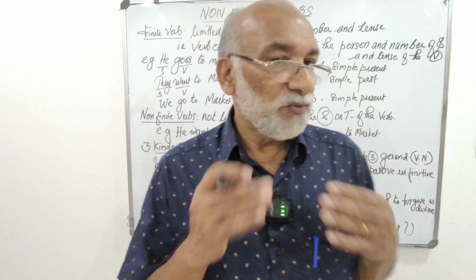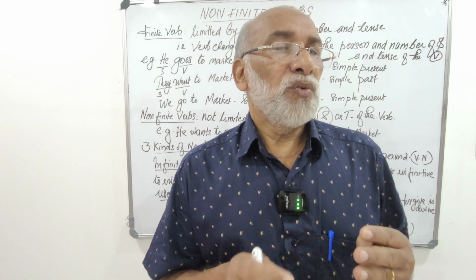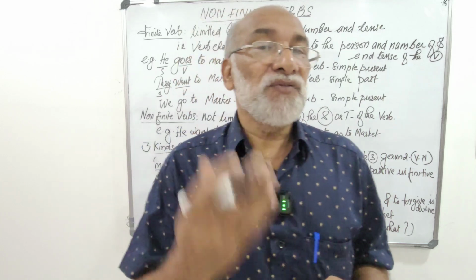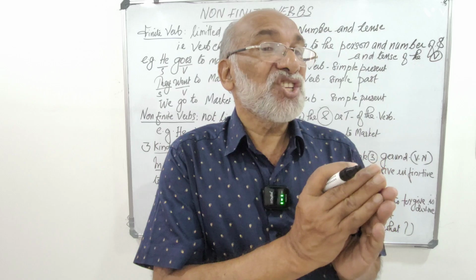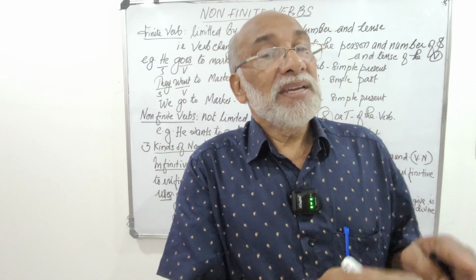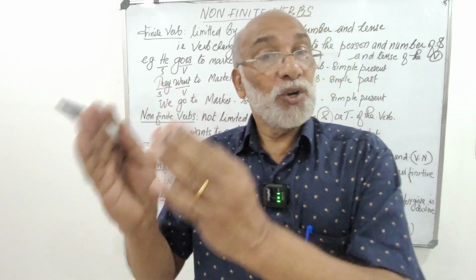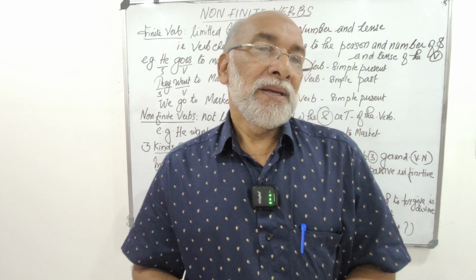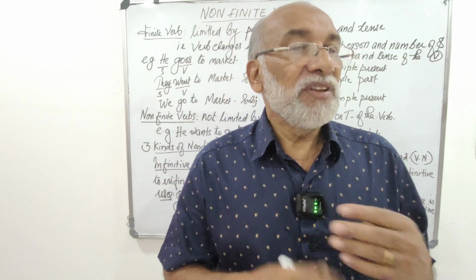A finite verb is the one which changes its form according to the subject, whether it is singular or plural. So according to the subject, its number and person and also the tense of the verb. Let's see a few examples. I think that will be very clear.